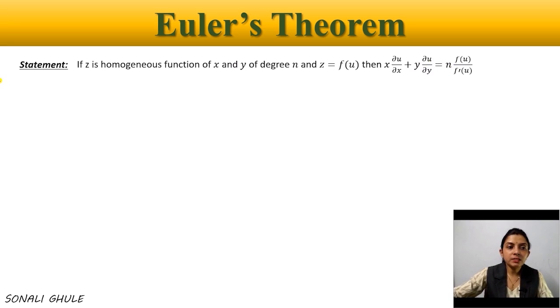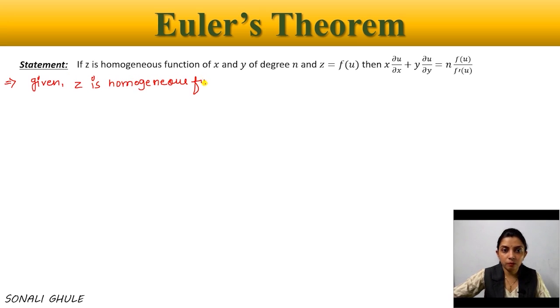Okay. Now see, again from the given part. First of all, you always have to remember to write down the given part. So what is given here? See, z is a homogeneous function of x and y of degree n. Now this time concentrate, z is homogeneous, not u. Z is homogeneous of x and y of degree n.